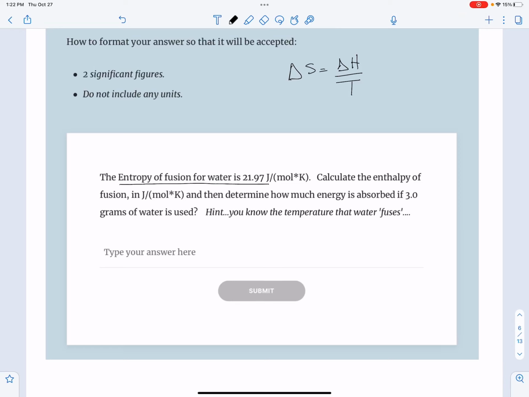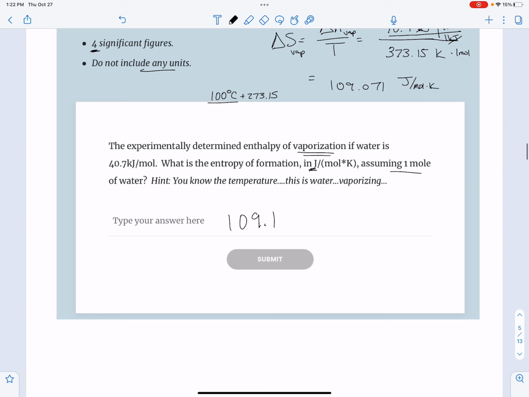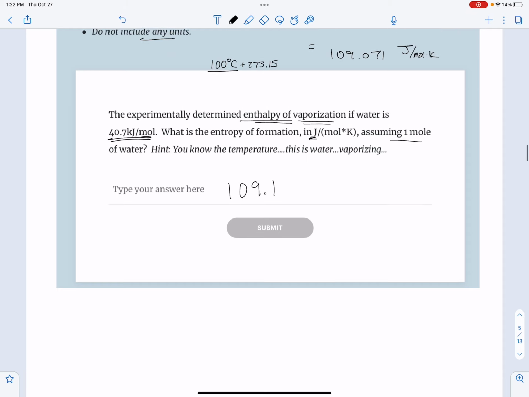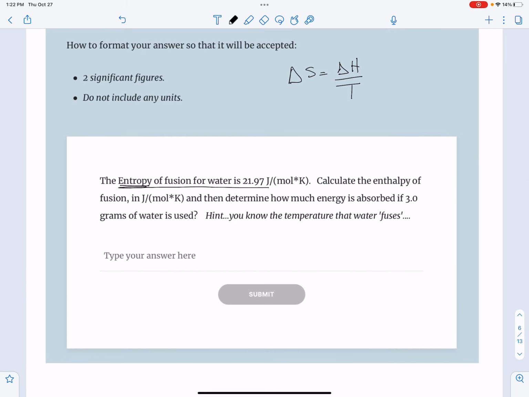With these ones, make sure you read it really carefully. This one is giving us the entropy of fusion. If you go to the previous problem, what it gave was the enthalpy of vaporization. So we're changing temperatures and we aren't being given enthalpy, we're given entropy. So again, just watch your terminology. That's the only place that these can get tricky, I think.